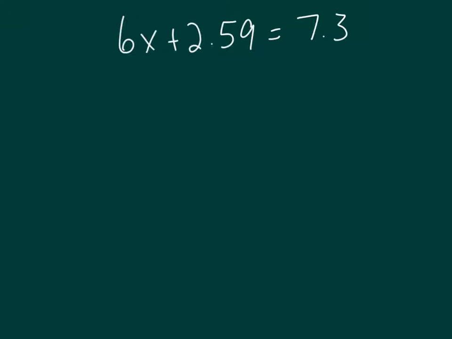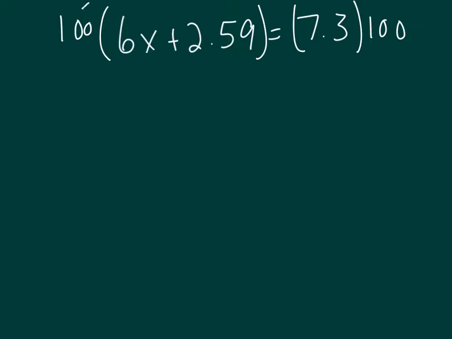Okay, so for our last one, let's take a look. We have 6x plus 2.59 is equal to 7.3. Now when we're getting rid of this decimal, take a look at the 2.59. We have two places to the right, which means we can't multiply it by 10 because we'd only be moving the decimal one place to the right, so we need to multiply it by 100. You can also think about it as there's two zeros, and that's how many places you're moving the decimal. So we're going to multiply the left side by 100 and the right side by 100.